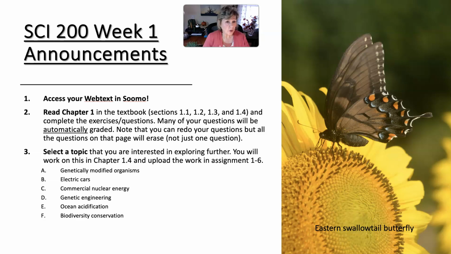Every week you work through whatever that chapter is. There are exercises, there are things for you to read, there are things for you to digest and make judgments about and show your understanding about. There will be questions in the chapter, and so you will answer those questions in the textbook, and most of those questions are automatically graded. So they're graded by the Sumo web text, and that means I don't grade them.